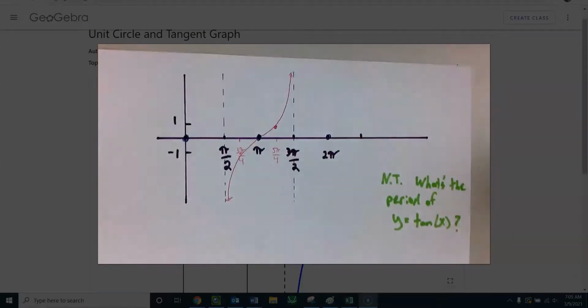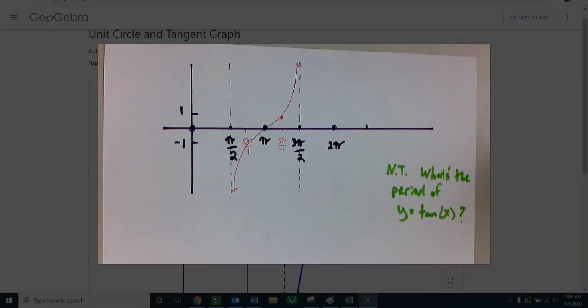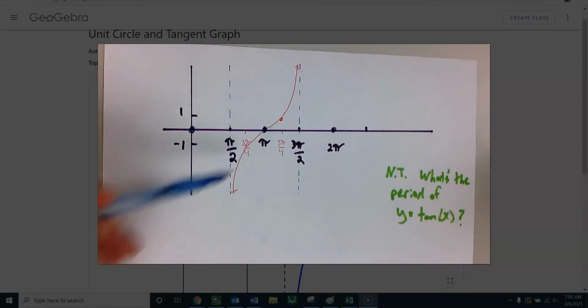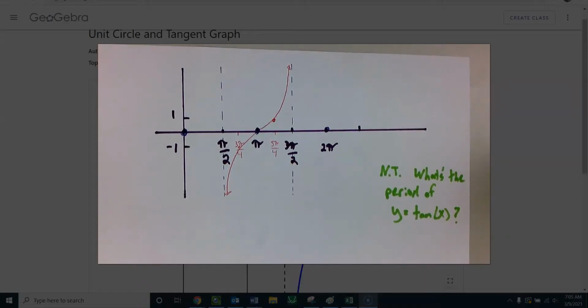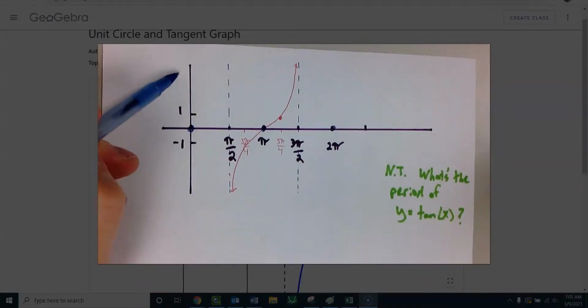Should look something like this. At 3 pi over 4, we got negative 1. At 5 pi over 4, we got positive 1. One little trick to drawing these: don't put the 1 really, really high.